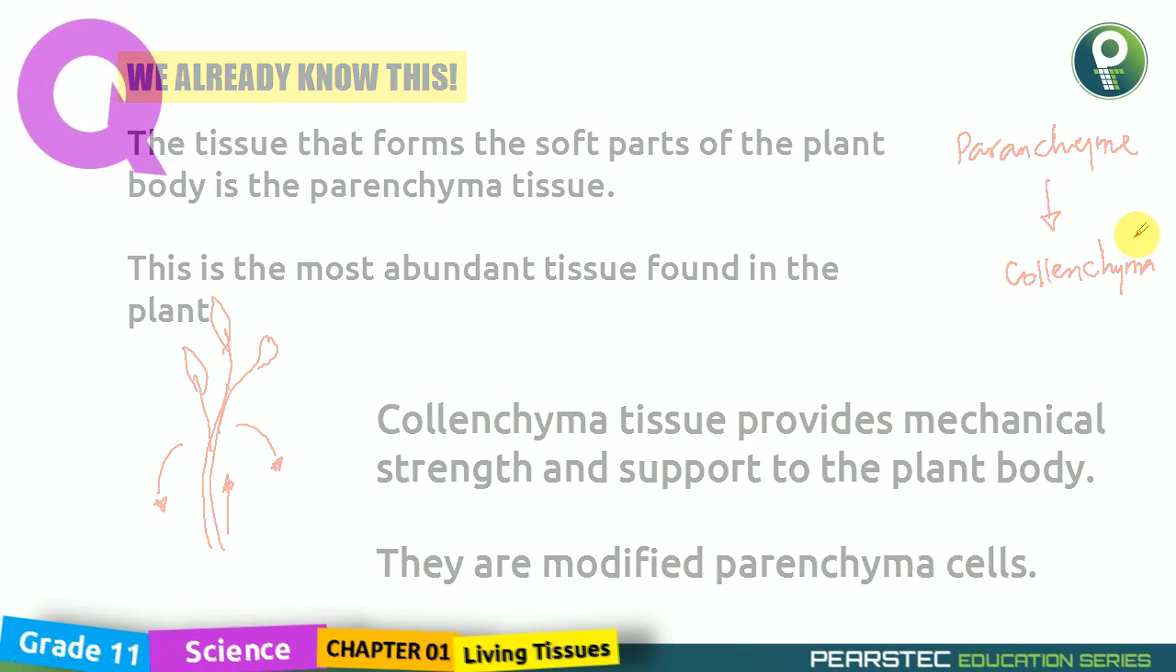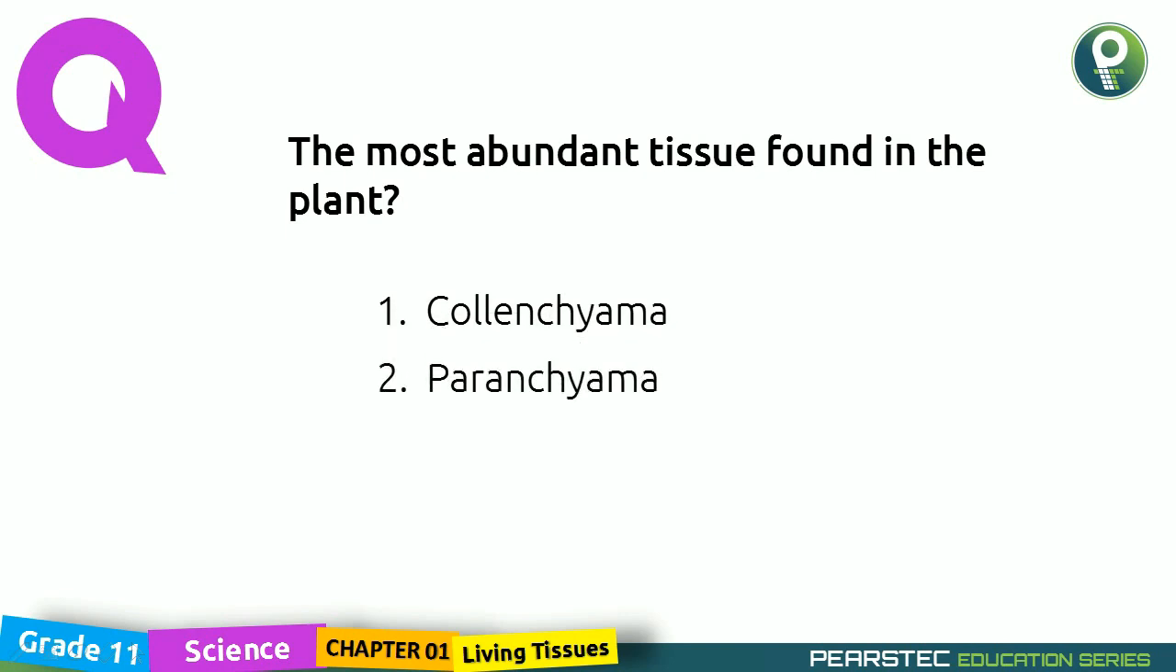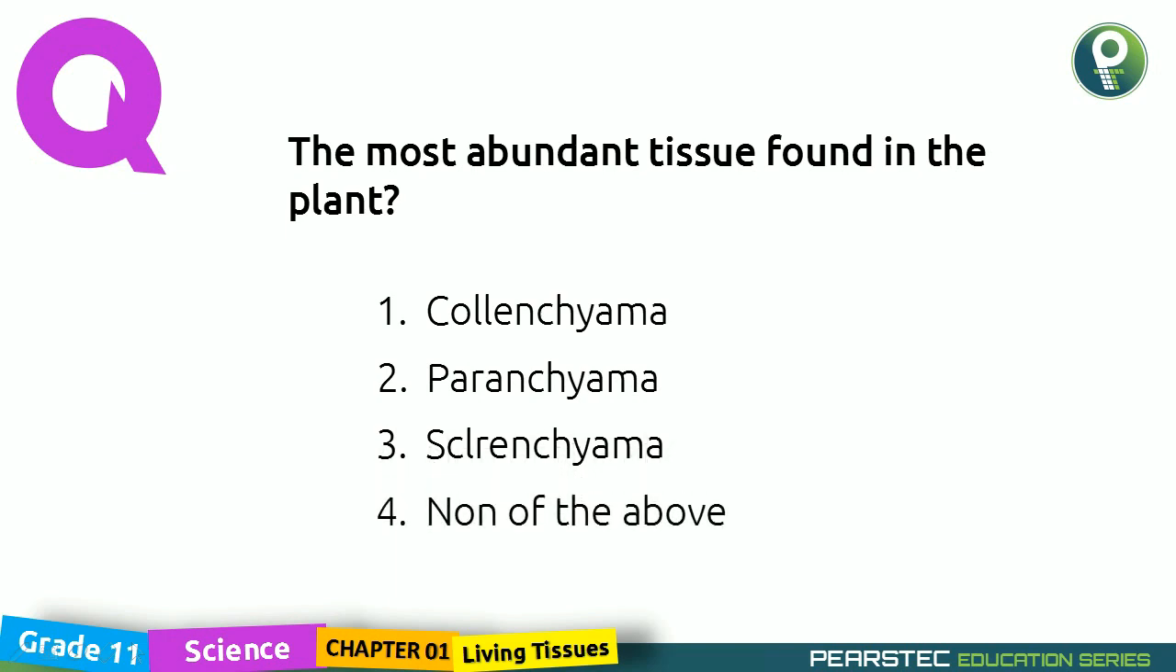Now, we have a beautiful MCQ question. The most abundant tissue found in plants: number 1, collenchyma; number 2, parenchyma; number 3, sclerenchyma; and the fourth answer is none of the above. You might have thought about it, and the answer is definitely parenchyma. If you answered like that, you are right.